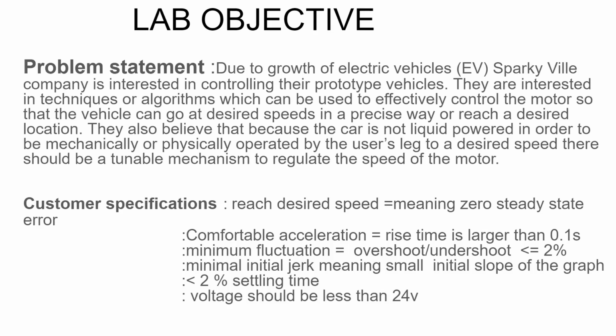So to reach a desired speed, we came up with a prototype where it should have a minimum steady state error, then comfortable acceleration, meaning that the rise time in the graph should be almost 0.1 seconds, and then minimum fluctuation, that is the maximum overshoot, should not be fluctuating so much so that it can also be comfortable, and also the voltage should be less than 24 volts. So yeah, that was the customer specification.